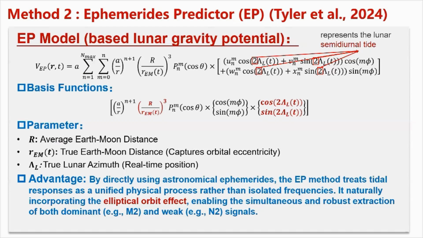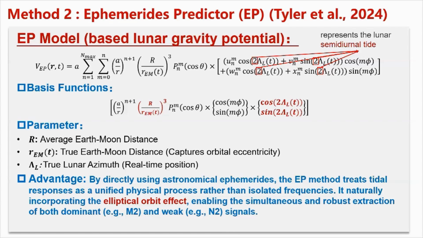Method 2 uses the information of the orbit. This expression is based on the expansion of the gravity potential. I want to draw your attention to the basis function compared to the previous one. We changed cosine omega t to cosine 2 times delta L, where the 2 means we deal with the semidiurnal tides such as M2 and N2.